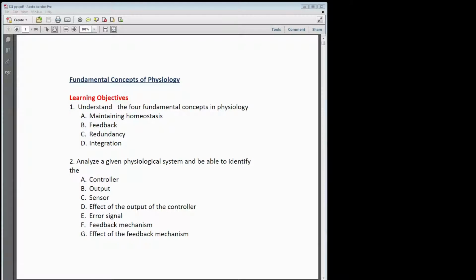Alright, starting off, let's go with the 4 fundamental concepts of physiology. You're going to need to be able to define these, and to define them, it's best to understand them and be able to give examples of them. And sometimes your best way to be able to give examples is by understanding.